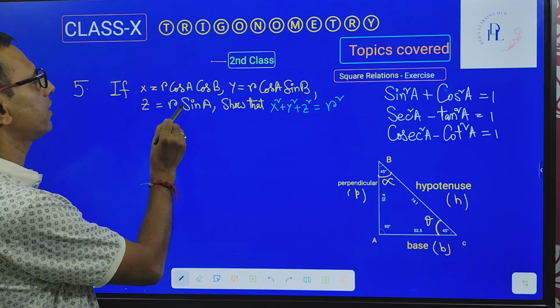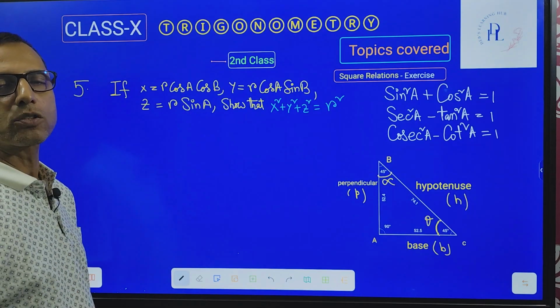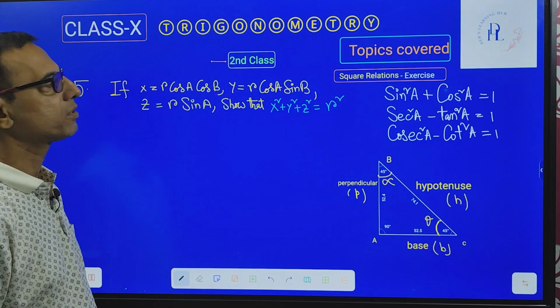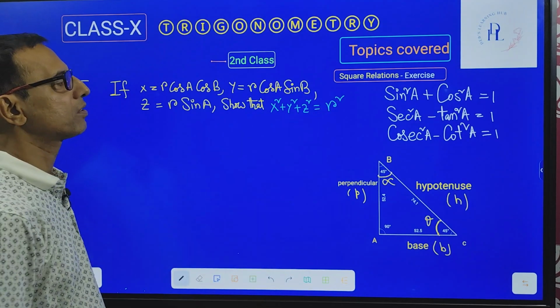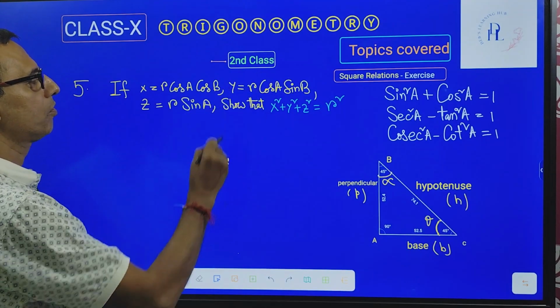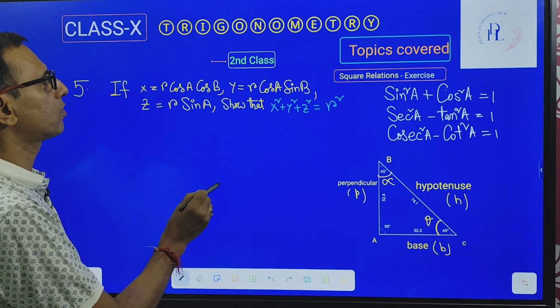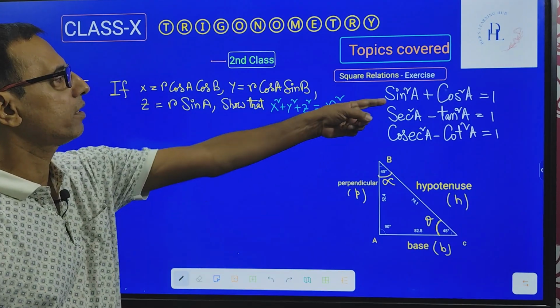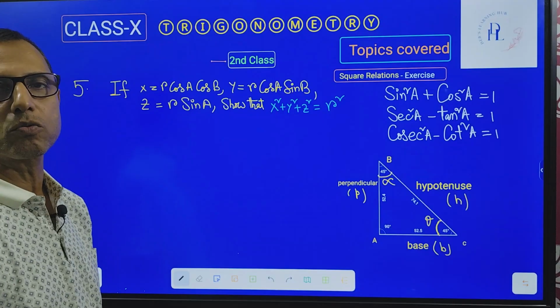And from z square it is r square sine square a. So take r square common, right? So r square into cos square a plus sine square a, that means r square. So x square plus y square plus z square equals to r square. Very simple. Just square all x square, y square, z square, and then take common and then just utilize this formula sine square a plus cos square a equals to 1.